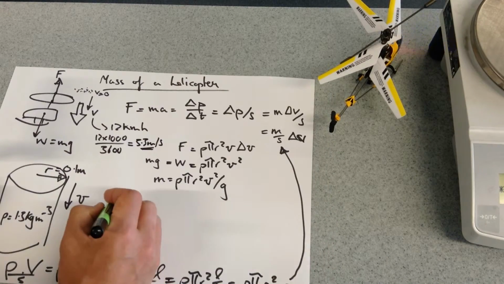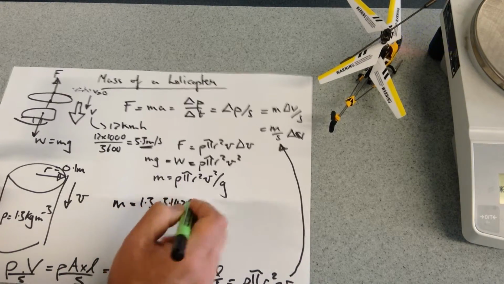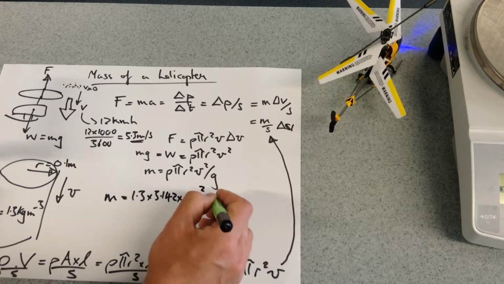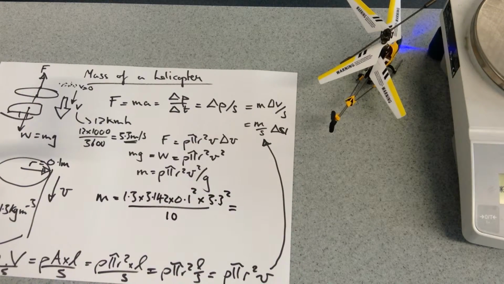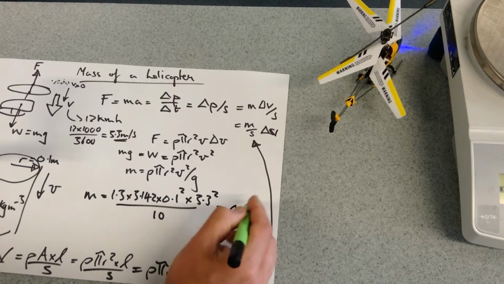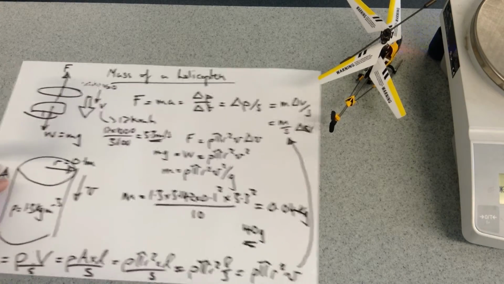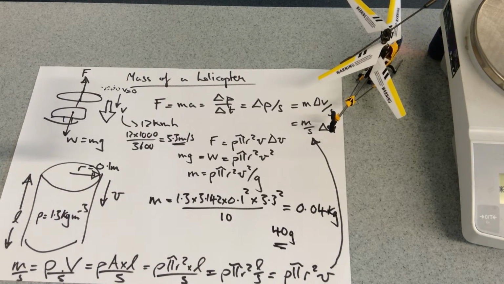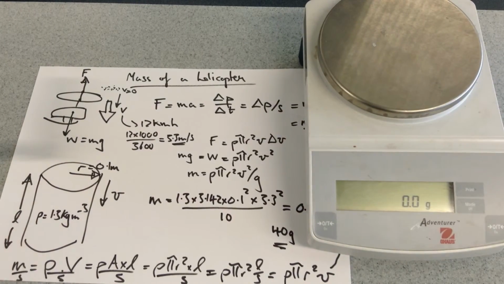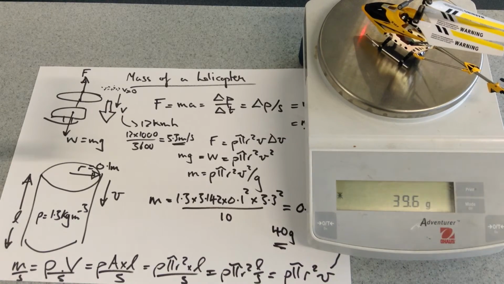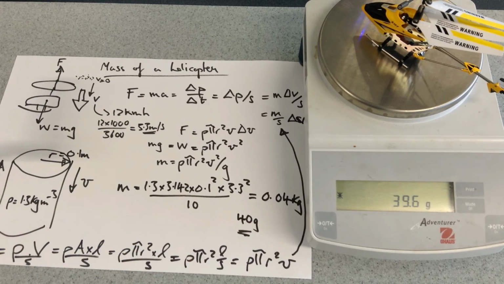Okay, so now I've got all the details I need. The mass is going to be the density of air, 1.3, by 3.142 pi, by 0.1 squared, by 3.3 squared, divided by 10, which gives me approximately 0.04 kilograms, or 40 grams. Brilliant. Let's just see what happens if I bring in a balance. Bingo. Pretty much exactly what we said. Okay, hope that makes sense.